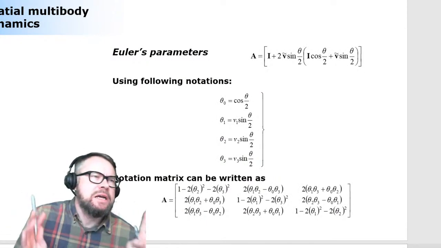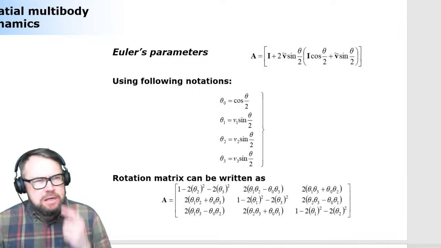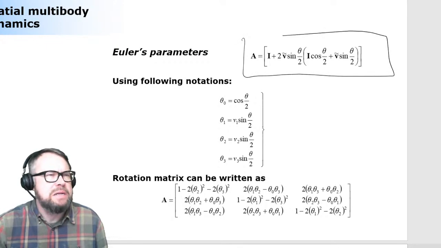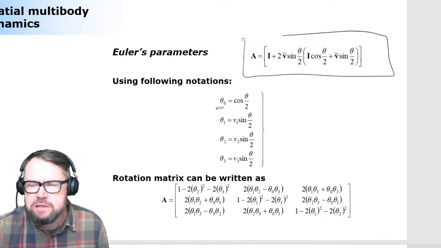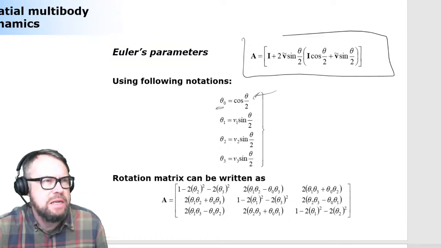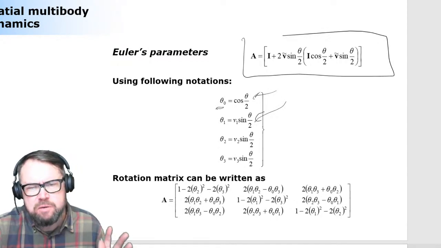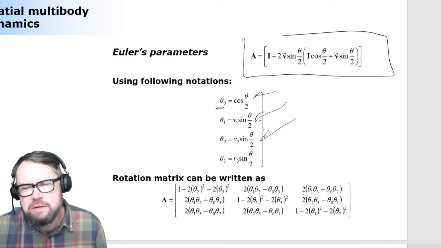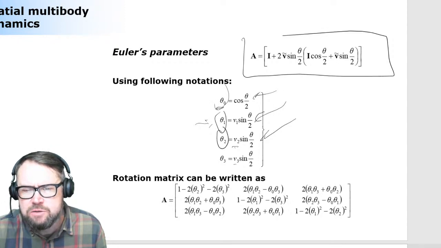Then the next one is important, which again, I'm not expecting you to memorize, but it is needed to start using the Euler parameters. I'm calling the parameters that I used in this equation by certain names. I give them a name tag, and the name tag goes such that theta zero will be cosine of theta divided by 2. So it's a name tag, nothing else. Theta one is the first component of vector v, multiplied by sine of theta divided by 2. The second one is almost the same, but this time I'm looking at component 2 of vector v. And the final one is component 3. So I'm giving these name tags, and the names are theta 0, theta 1, theta 2, theta 3.